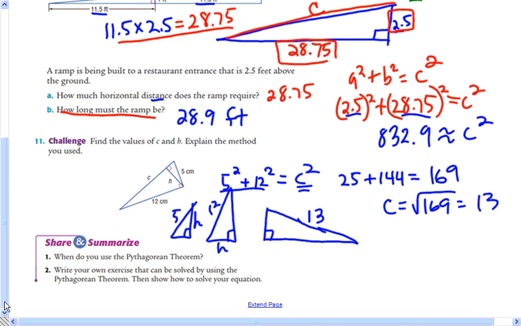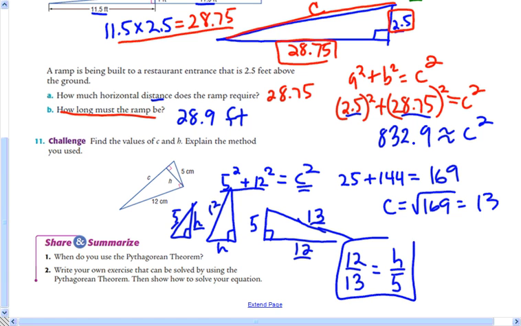So I can actually set up a proportion here. My proportion is this: this long leg over this hypotenuse from my biggest triangle is equal to H, the long leg, over 5 from my little triangle. I can use that proportion right there to find H. Just do 12 times 5 divided by 13.